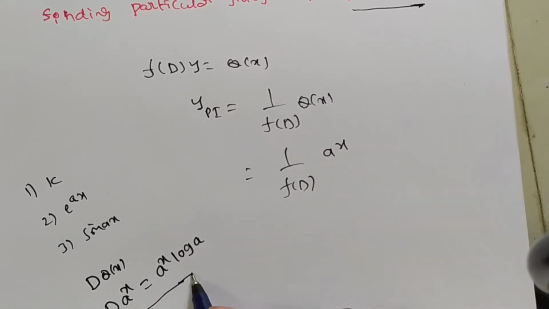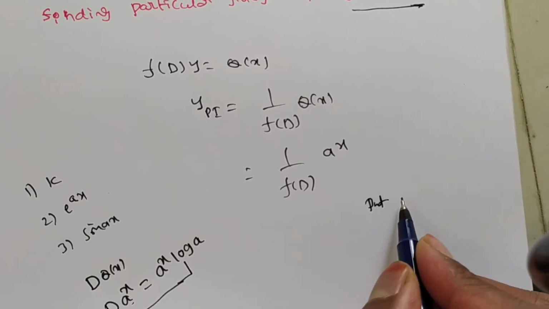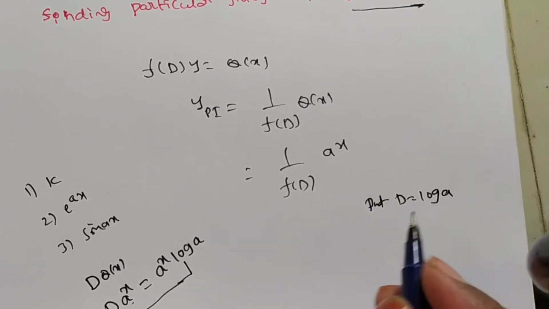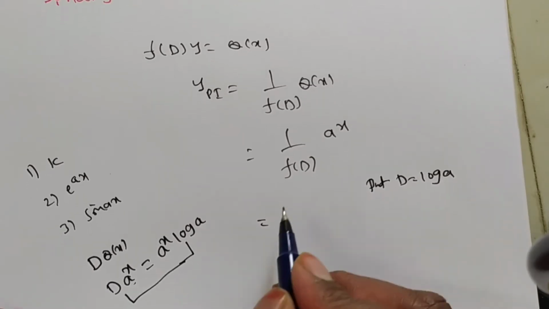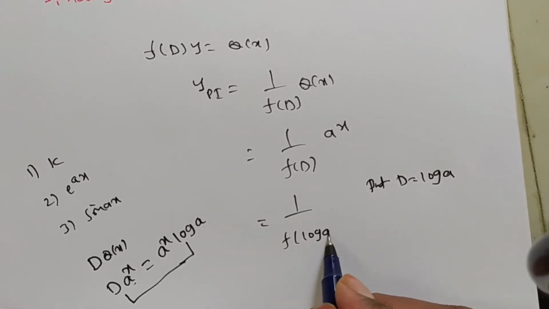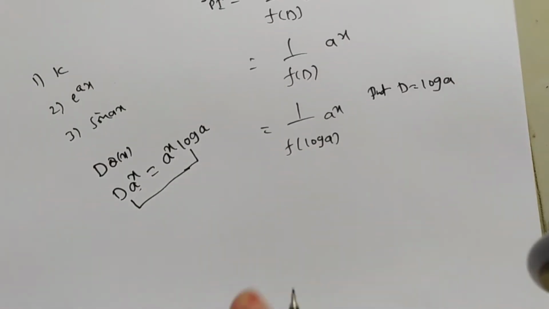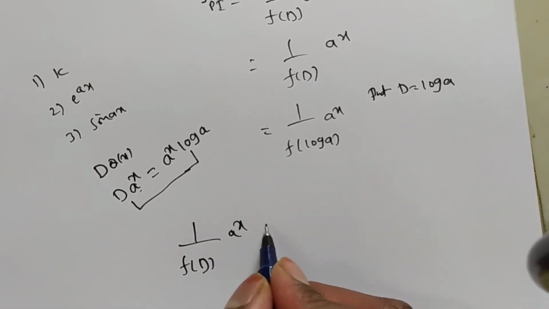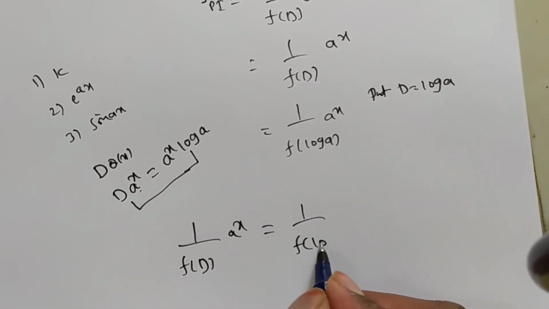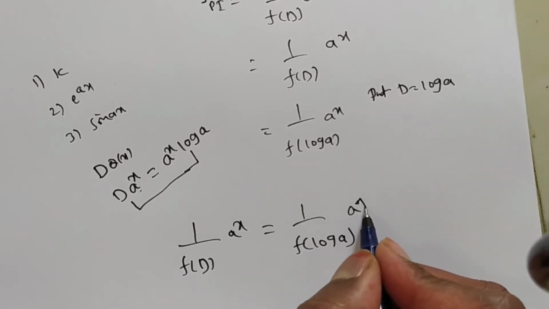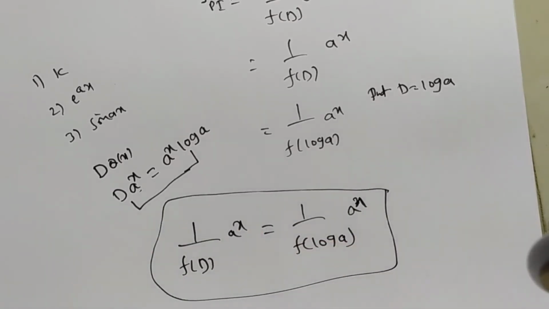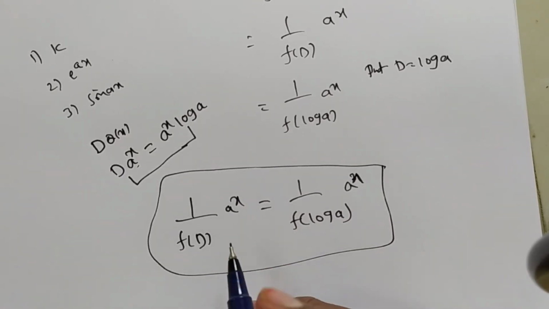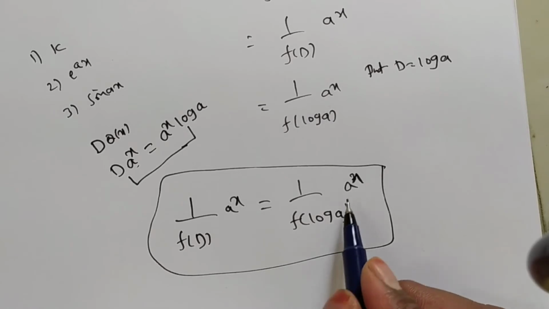By observation, a power x is the same here. So what is the a power x quotient? Here the a power x quotient is log a. So we have to replace D with log a. Then the particular integral is 1 by f(log a) into a to the power of x. Again, the formula is 1 by f(D) into a to the power of x equals 1 by f(log a) into a to the power of x. This is the shortcut method. For example, if you have 2 power x, we write 1 by f(log 2) into 2 power x.